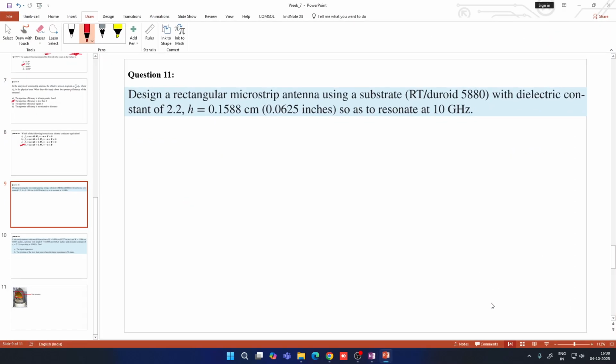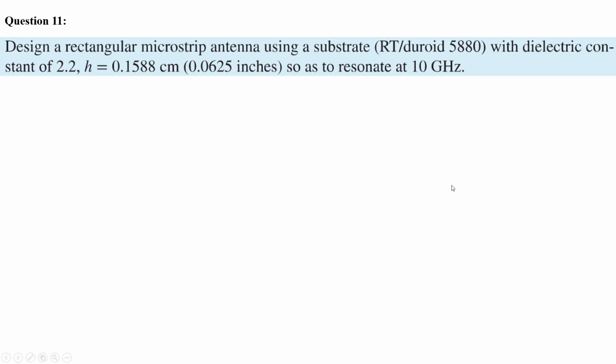Now we will move on to question number 11. In question number 11, design a rectangular microstrip antenna using a substrate. Here RT Duroid 5880 is a type of substrate used for designing microstrip antennas, whose dielectric constant is 2.2. Ideally, all these available substrates have small dielectric constants. That's why research is going on to find substrates with a high dielectric constant.